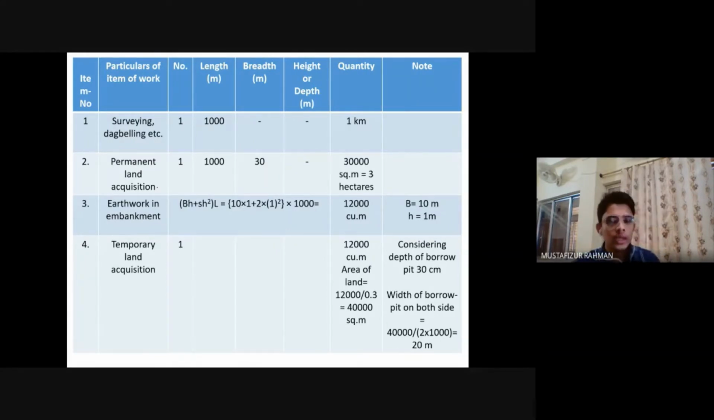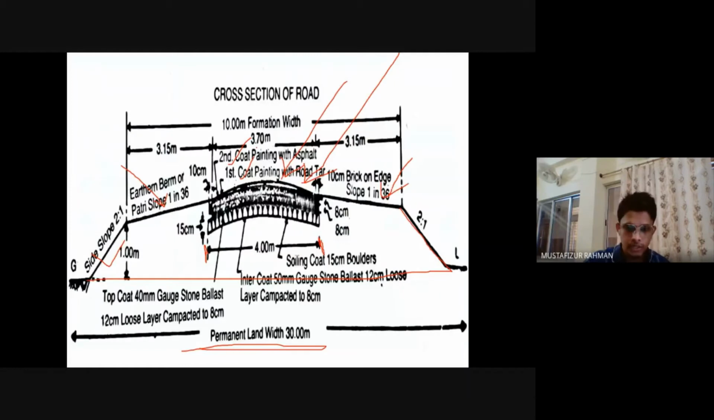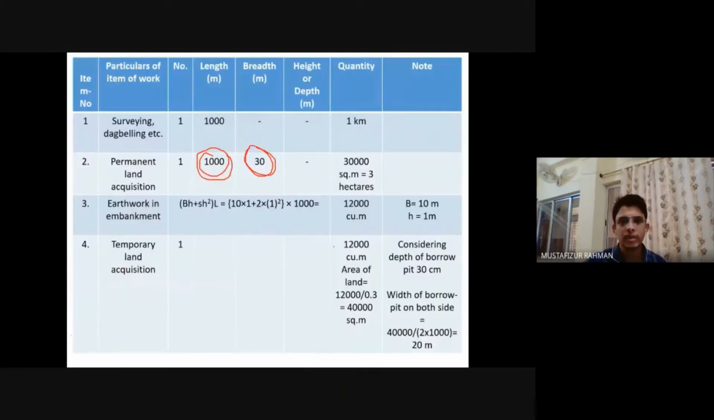Very easy. Permanent land acquisition. How much land we will have to acquire? 1,000 meter is the length of the road that is given to us. 30 meter is what? 30 meter is this one. Permanent land width. This much land we will have to take for the construction of the road. So 1,000 meter multiplied by this 30 meter, 30,000 square meter. That 30,000 is divided by 10,000 square meter, makes it 3 hectares of land we have to acquire for the purpose of this road construction. Remember, 10,000 square meter is 1 hectare.